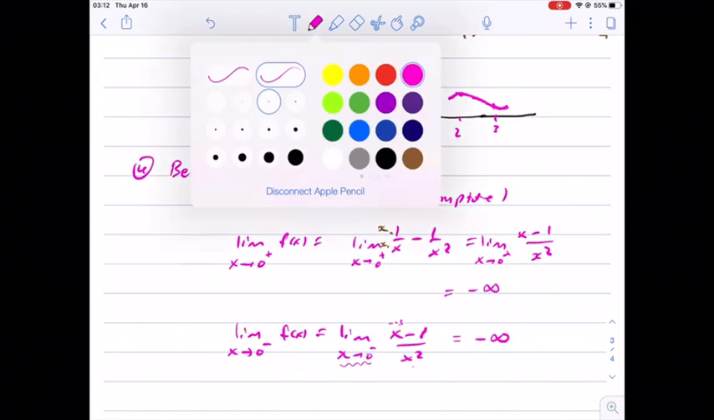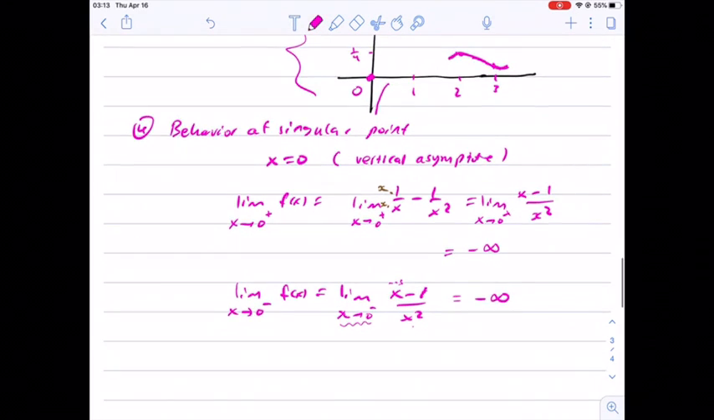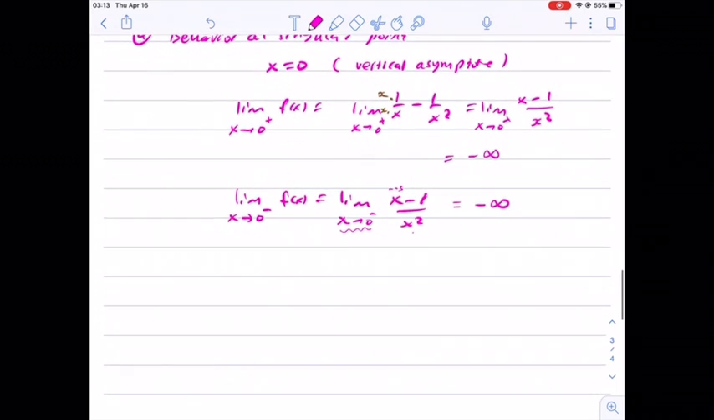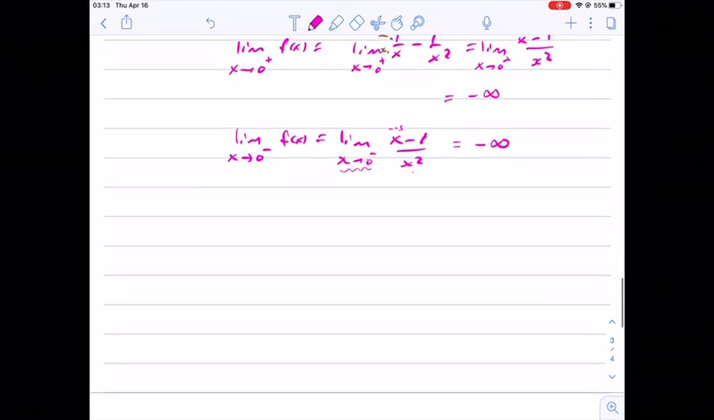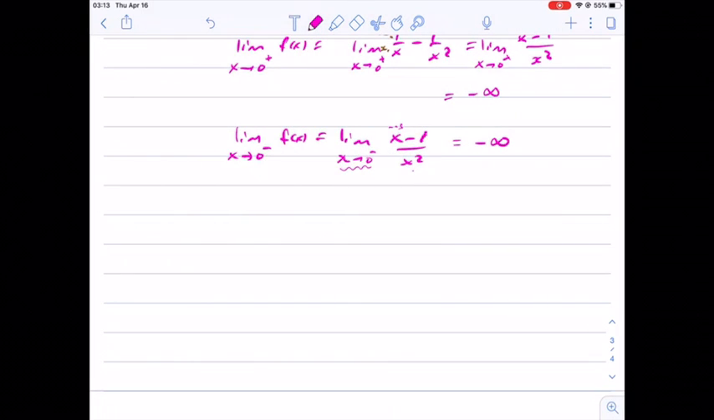So around this point, let's continue on this graph. Around the singularity 0, the function goes to negative infinity from here and from here. Around 0 from the right goes to negative infinity, and from the left goes to negative infinity.